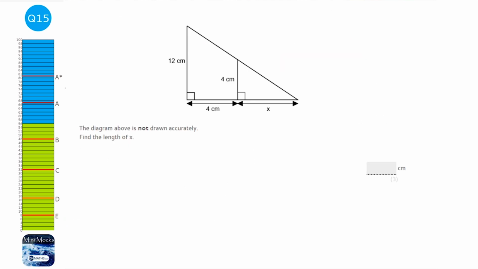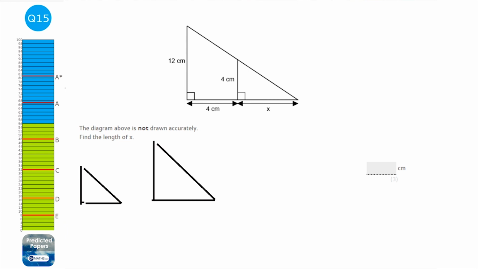Okay, so whenever you see this type of question, it's about similarity. The two triangles, the small one and the big one, are mathematically similar. So you can work out a scale factor. Now, it might help sometimes just to draw out the small one, and let's draw out the big one.